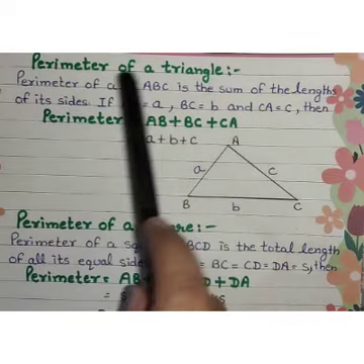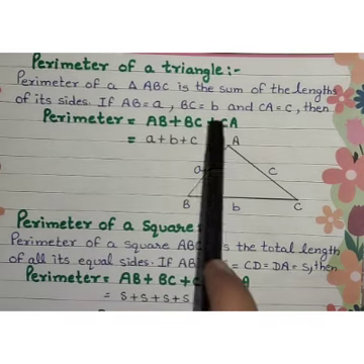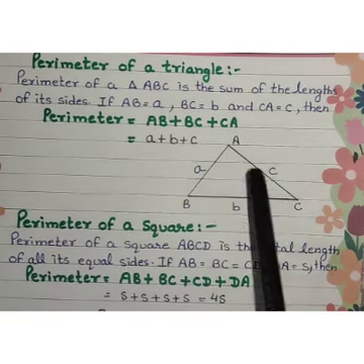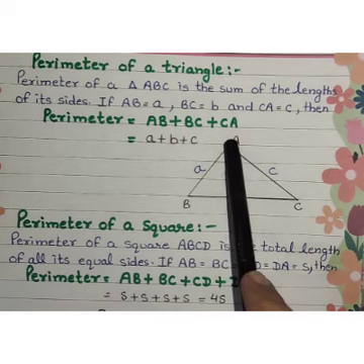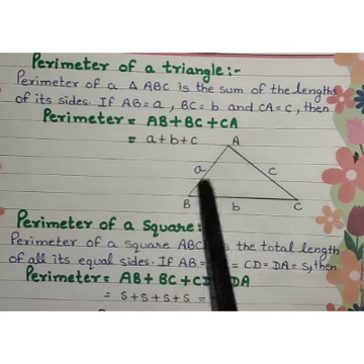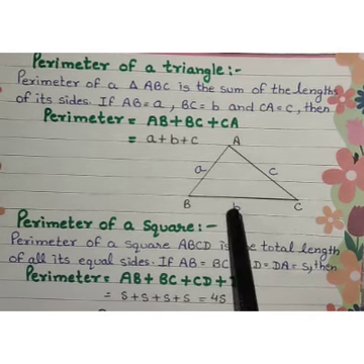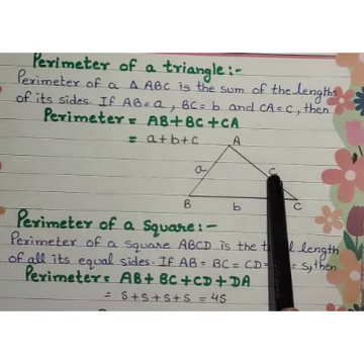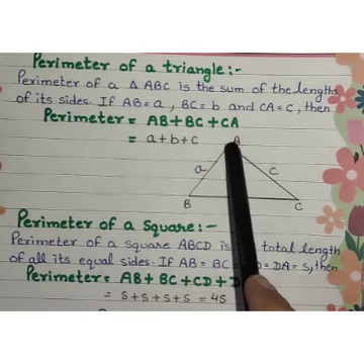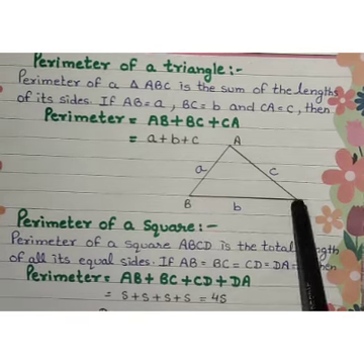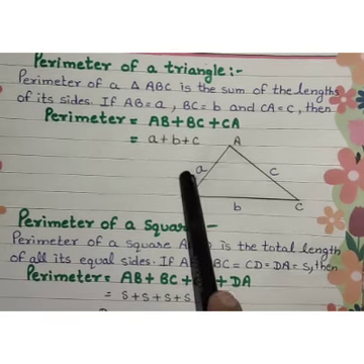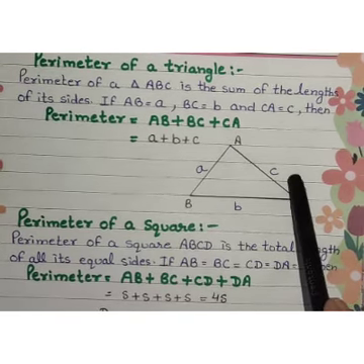Perimeter of a triangle. Perimeter of a triangle ABC is the sum of length of its sides. If AB is equal to A, BC is equal to B and CA is equal to C, then perimeter is equal to AB plus BC plus AC, means A plus B plus C.